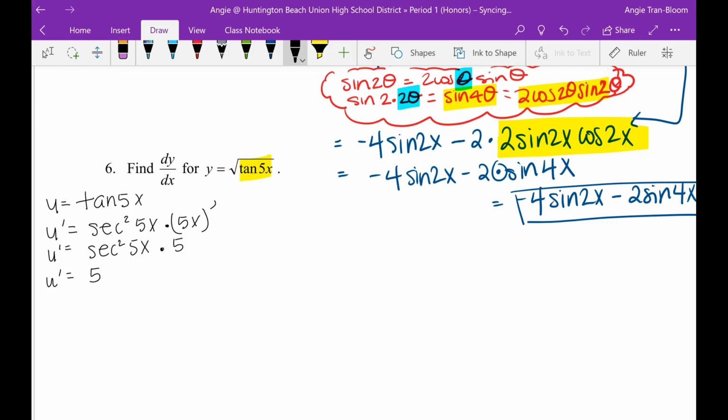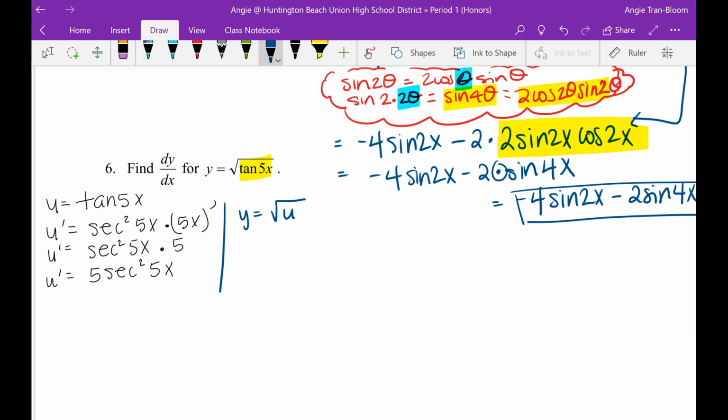That would be 5x times 5, and that's 25x. That would be completely different from secant square of 5x. So the derivative of tangent 5x is 5 times secant square of 5x. So that's my inner component. So what do you need to do here? Write y equals square root of u.